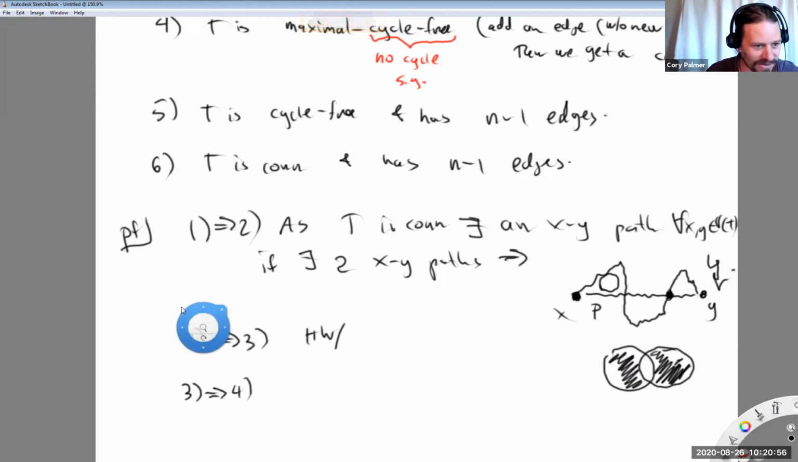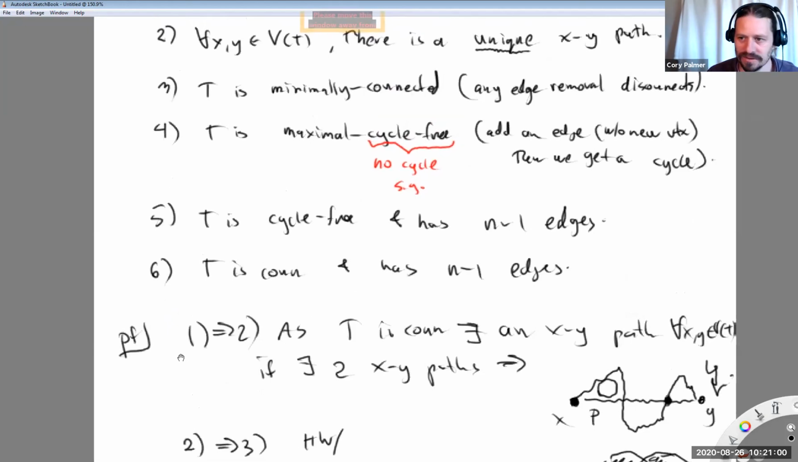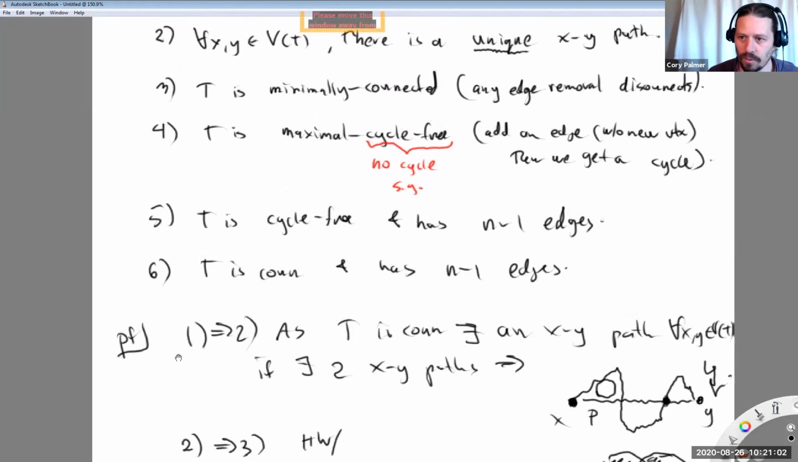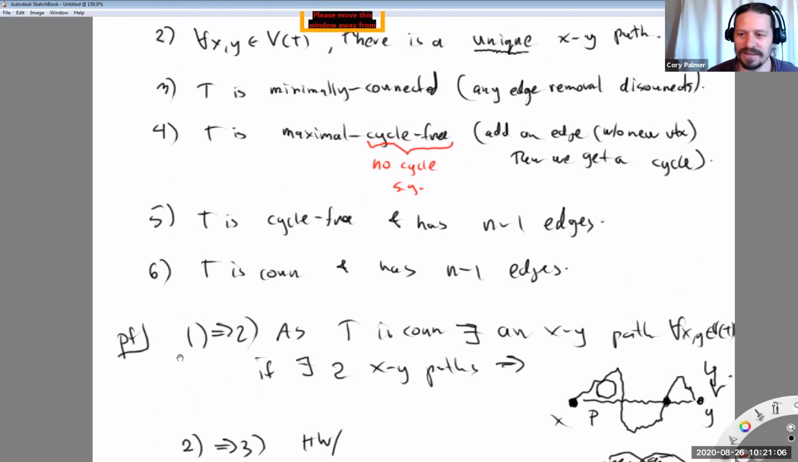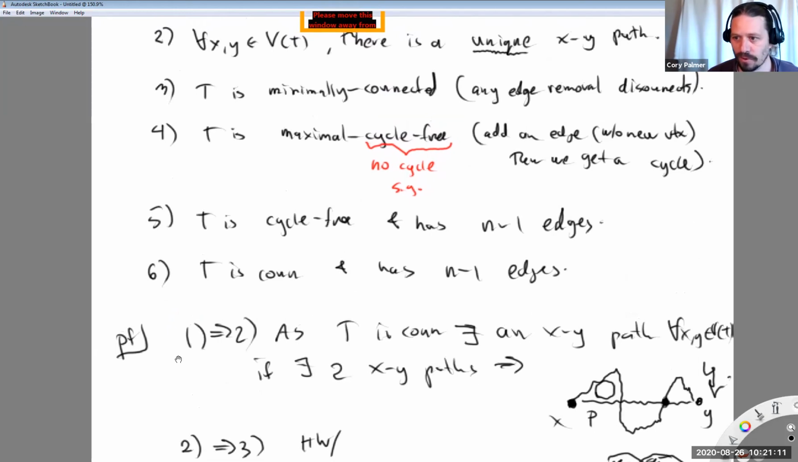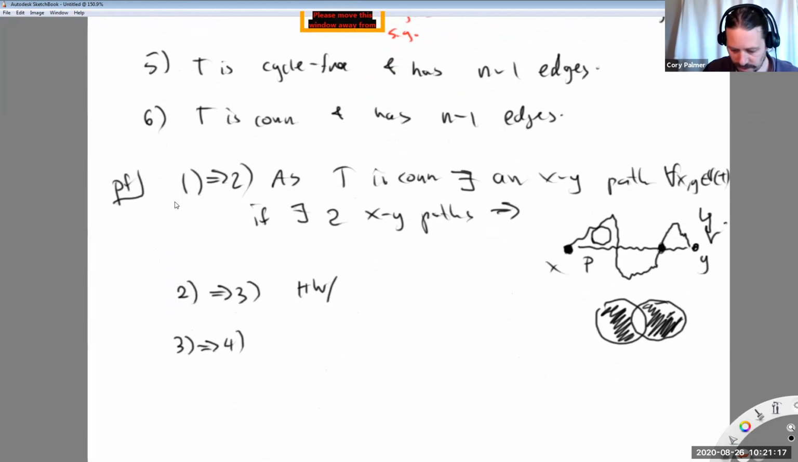Okay, so 3, let's go back up. So 3 is minimally connected and 4 is maximally cycle free. This one's less clear, like what's the connection between the two, but let's work this one out. And this one's easier than it seems because again, we're not proving if and only if, we're taking 3 and making it imply 4. And later on, when we go through the whole cycle, we'll get that 4 also implies 3, okay?